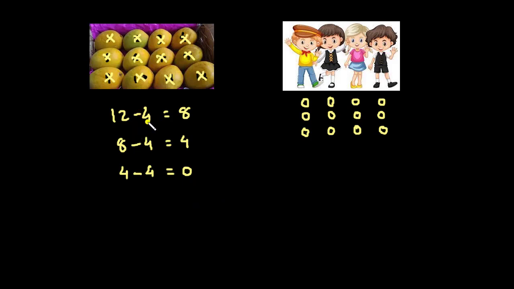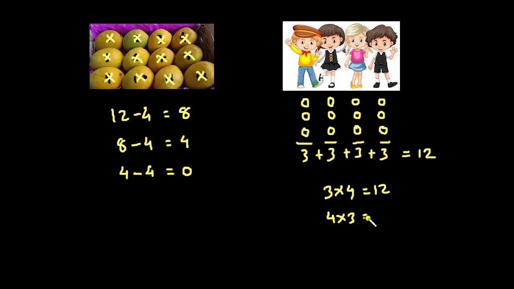So here you can see we have done repeated subtraction. And here we have distributed these 12 mangoes equally in these 4 children or these 4 friends. Now can you say how many mangoes does each friend have? Yes, each friend has 3 mangoes. So here you can see 3 plus 3 plus 3 plus 3 is equal to 12. Or we can say 3 fours are 12 or 4 threes are 12. So here these 12 mangoes distributed or divided equally among these 4 friends and each got 3 mangoes.